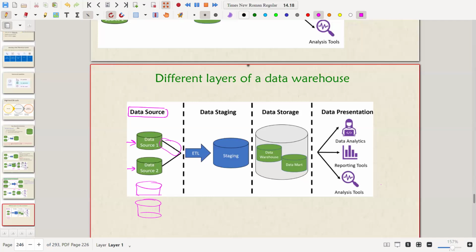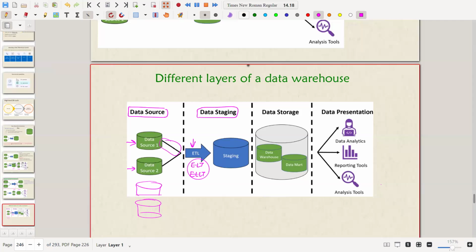Then there is your data staging layer, where the data goes through the ETL process. ETL, or ELT, or ETLT, depends on the type of data you are handling or which kind of enterprise you are working with.